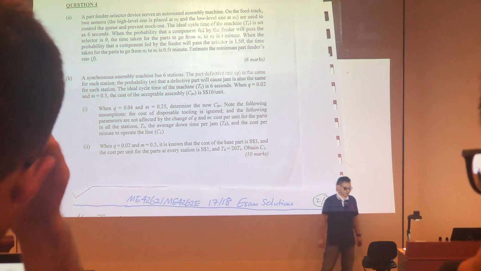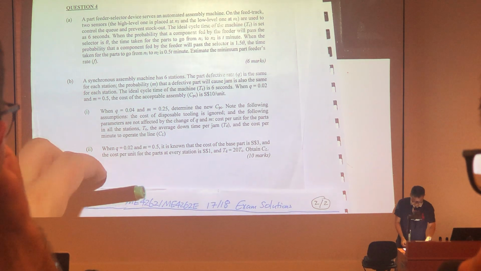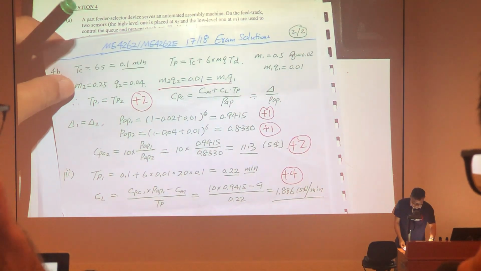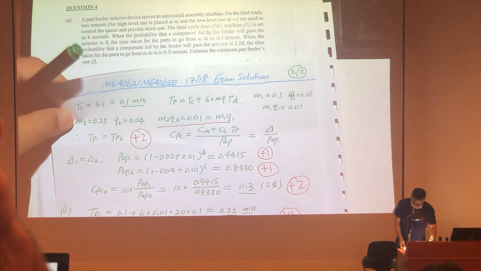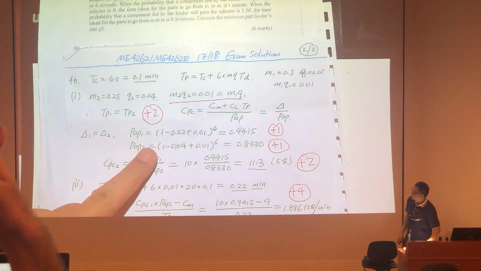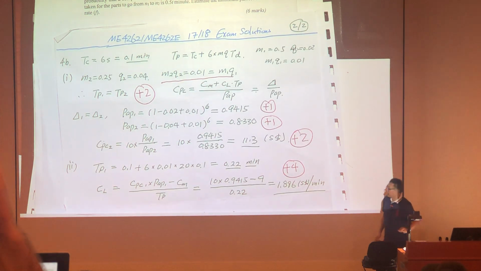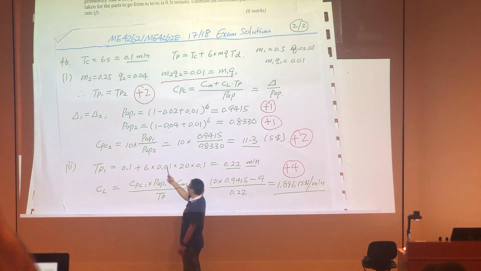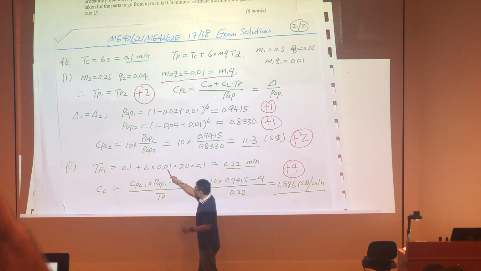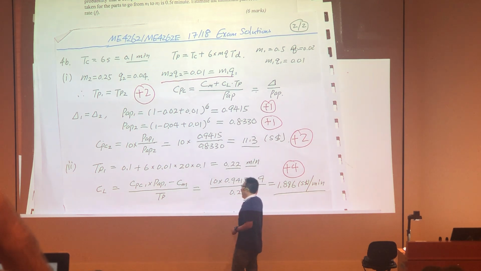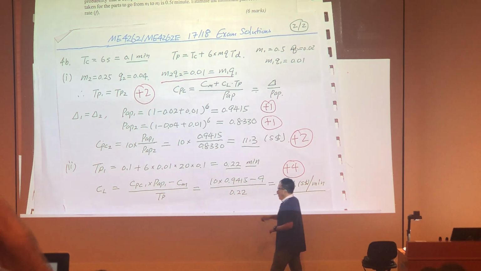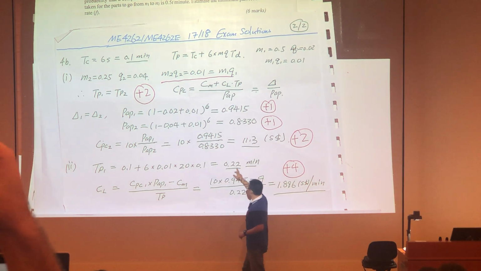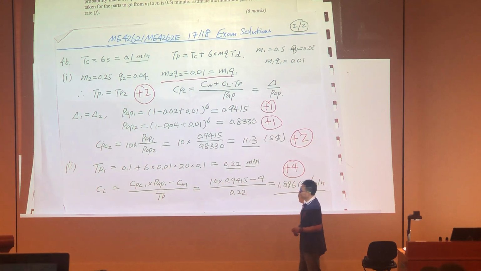So this one is simply applying the general equation. Because CL is not given, you need to calculate TD. So what you got is TP1. In the first situation, you substitute 6 stations, Q times M is 0.01, that's 20 TC. This is TC 0.1. That equals 0.22. That's TP1.